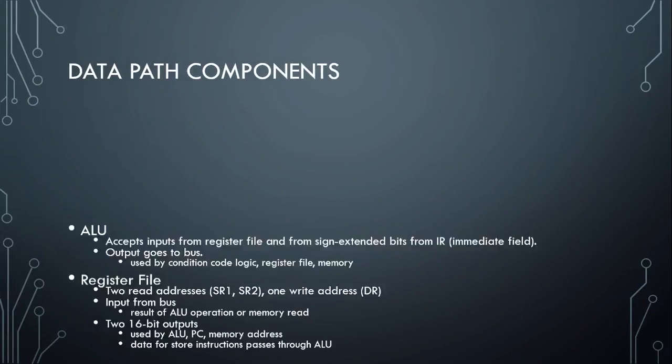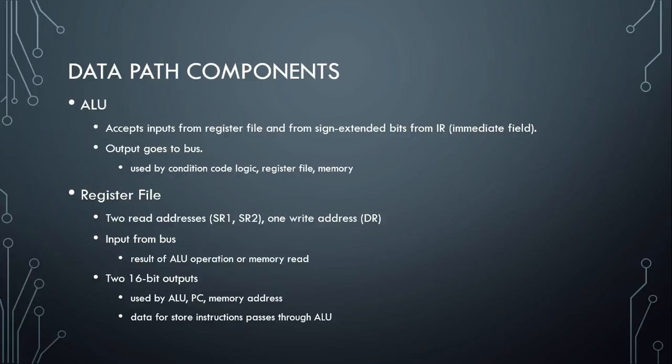Continuing on more data path components, we have the ALU, our arithmetic logic unit, which accepts input from a register file and from sign-extended bits from the IR. Output would then go to the bus, which is used by condition code logic, the register files, and memory.